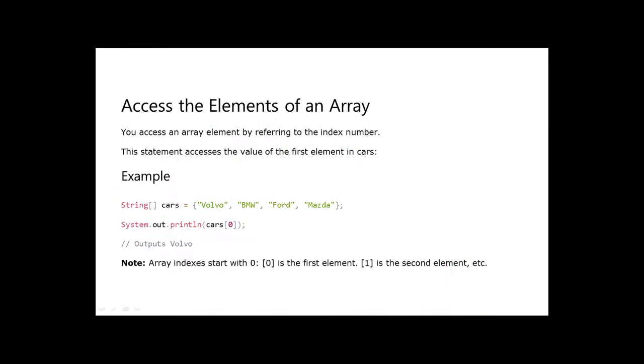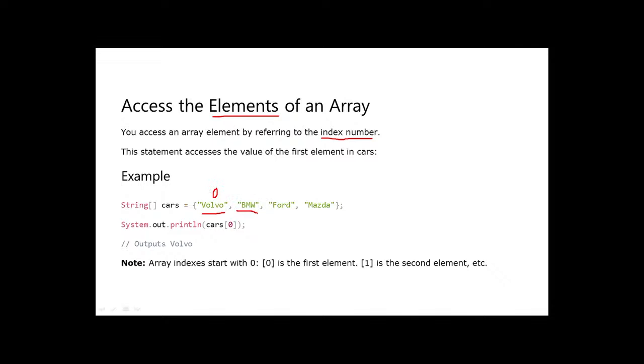We have here, how do we access the elements? So, the elements are now those values. Okay, you access an array element by referring to the index number. So, in an array, there are index or indices that is assigned for each value. For example, the first value is index 0. So, the index will always start at 0.